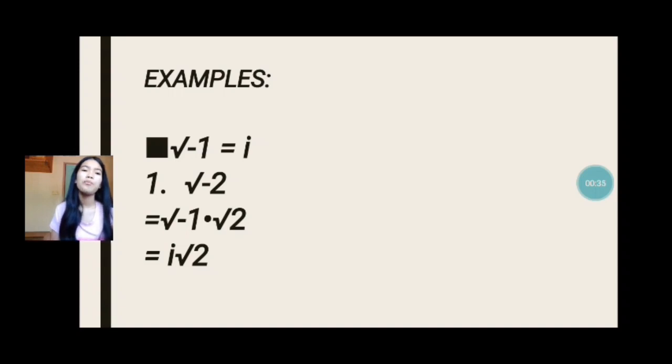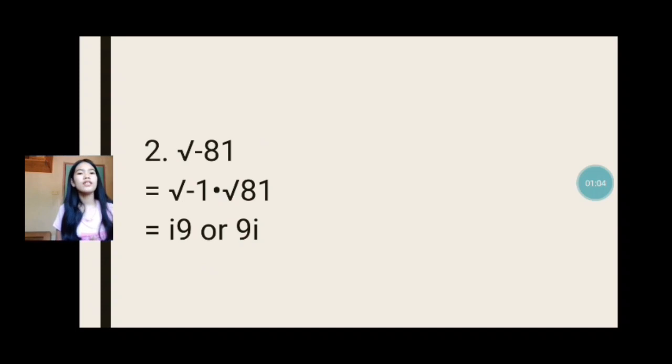Example number 1. The square root of -2 is equal to the square root of -1 times the square root of 2. We know that the value of the square root of -1 is i. So our final answer is i square root of 2.